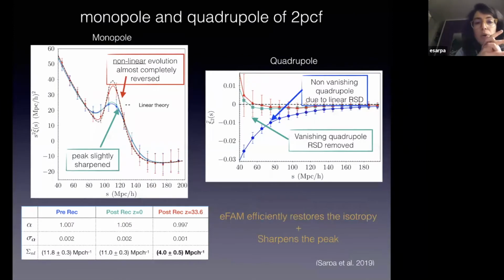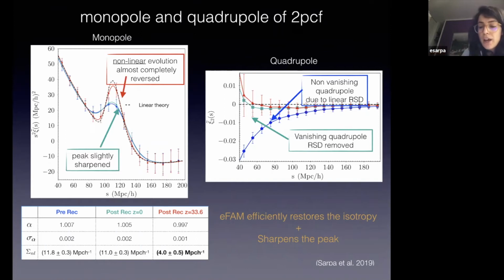We can now look at the mean monopole and quadrupole of the two-point correlation function obtained from different realizations. Already when going from the pre-reconstructed two-point correlation function in blue to the reconstructed two-point correlation function at the observed redshift, so only without redshift space distortion, we see a small effect in the monopole, which is just the effect of removing the Kaiser distortion, while we see a strong effect in the quadrupole.